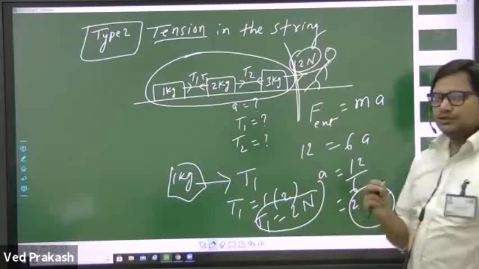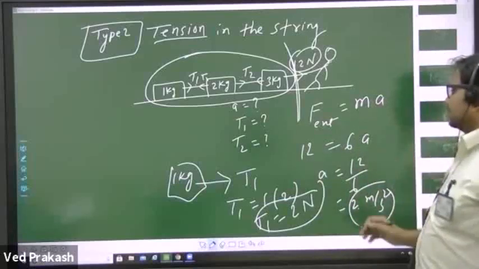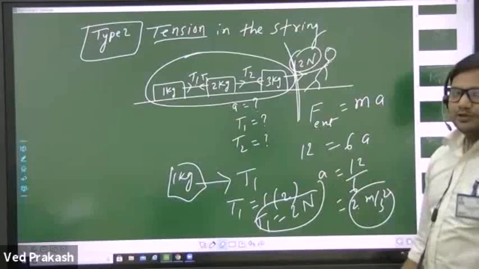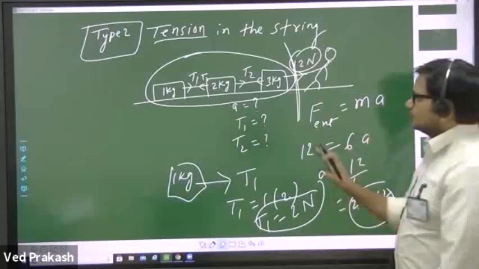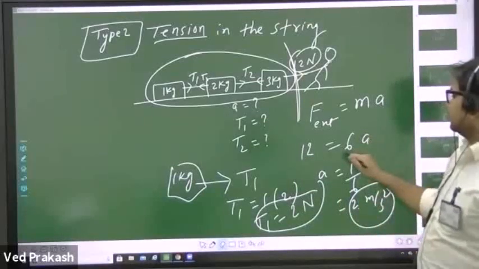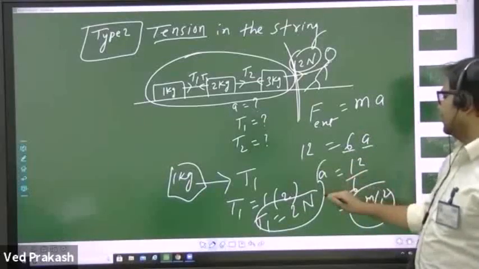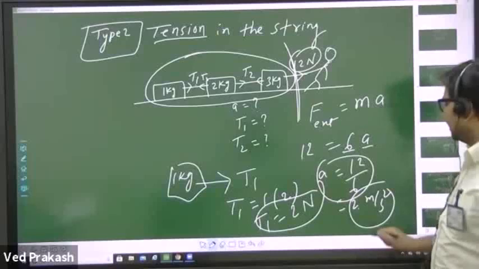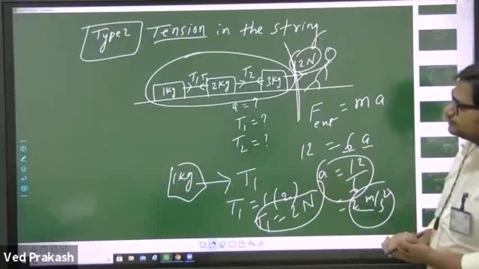According to Newton's second law, F equals ma. So F external is 12 Newton, which equals mass into acceleration. What is the mass? 3 plus 2 plus 1, so the total mass is 6 kg. So 6 into a, and from here we can find a as 2 meter per second square.